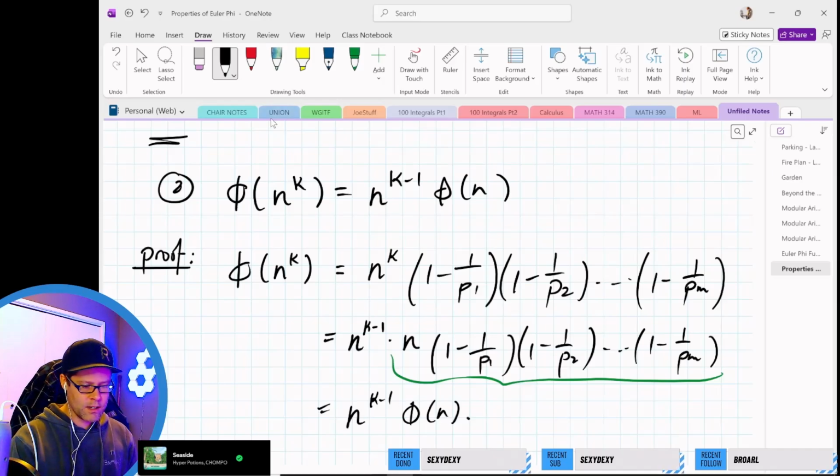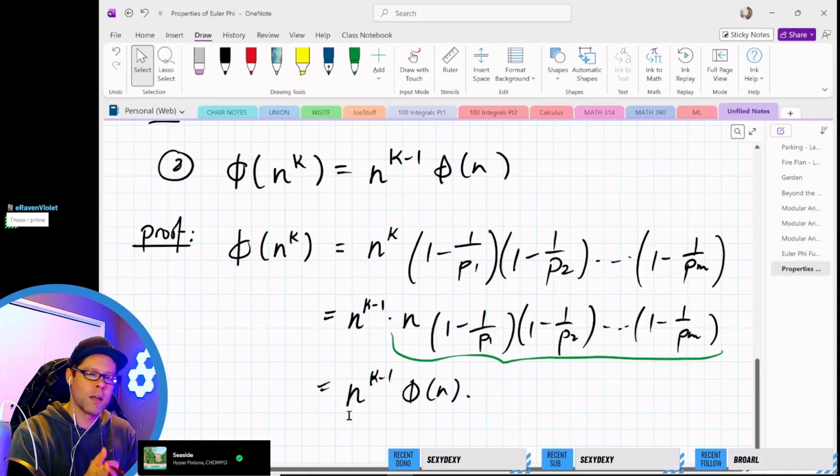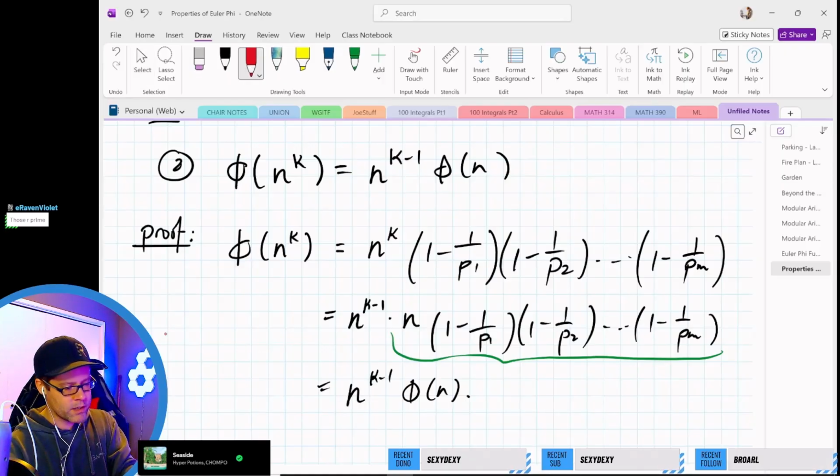So there you go. There's a little bit of a shortcut way. If you notice that you have a perfect square, perfect cube number, or really any power, we can simplify by pulling out that n to the k minus 1, and then that lets us focus on the smaller number inside of the Euler Phi function. Here P1 up to Pm are the prime numbers that we find in the prime power decomposition.